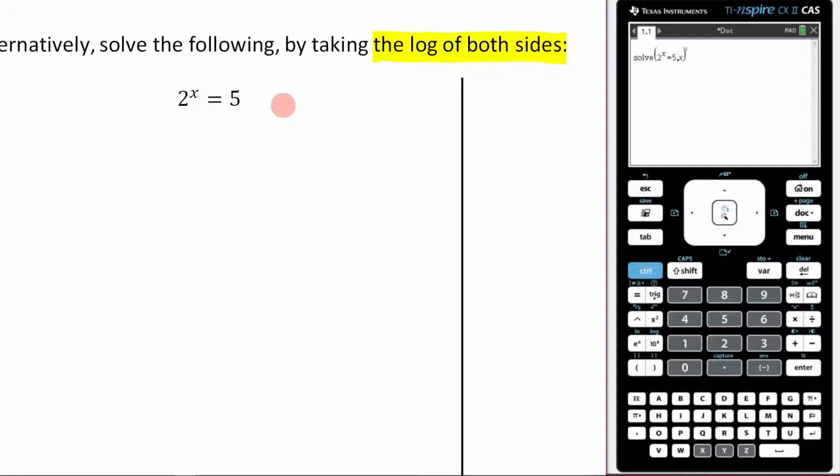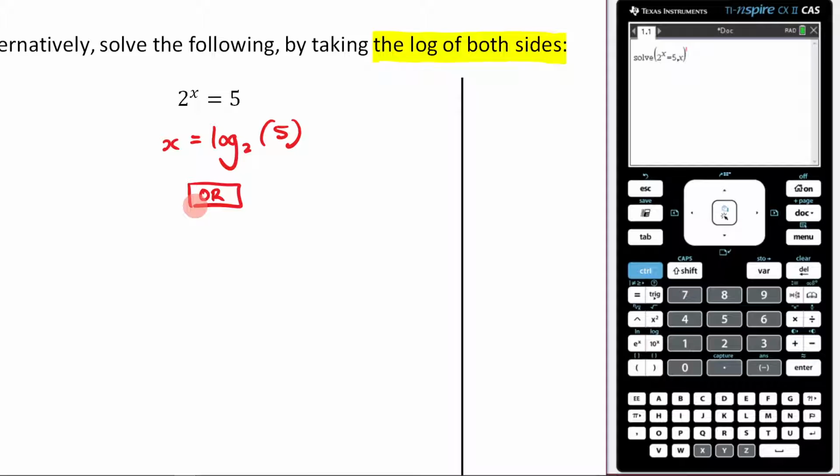Previously, the way that we solved this was just by rewriting it as a log. So that is x is equal to log base 2 of 5. And as you can see, we've solved this because we've got it in the form of x is equal to something, and we're just using our knowledge of logs. But there is another way of solving this. So this is another way of going about this question.